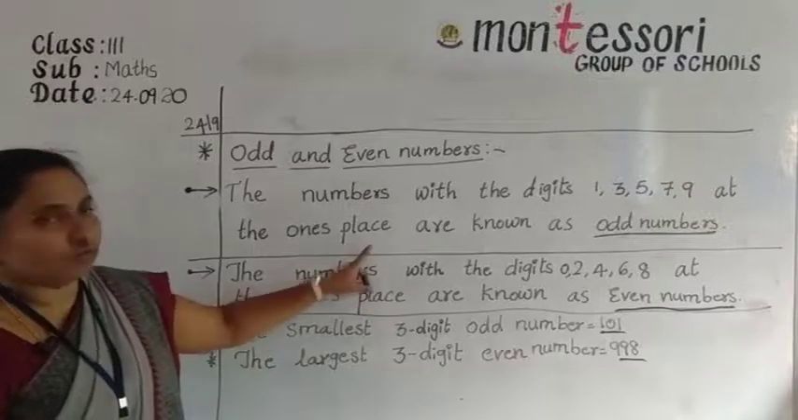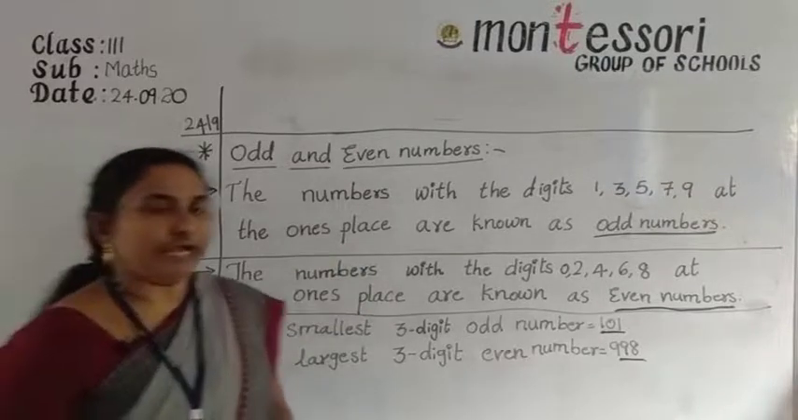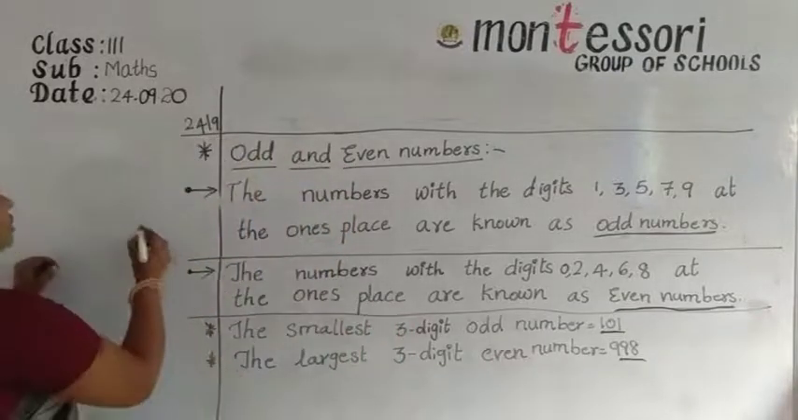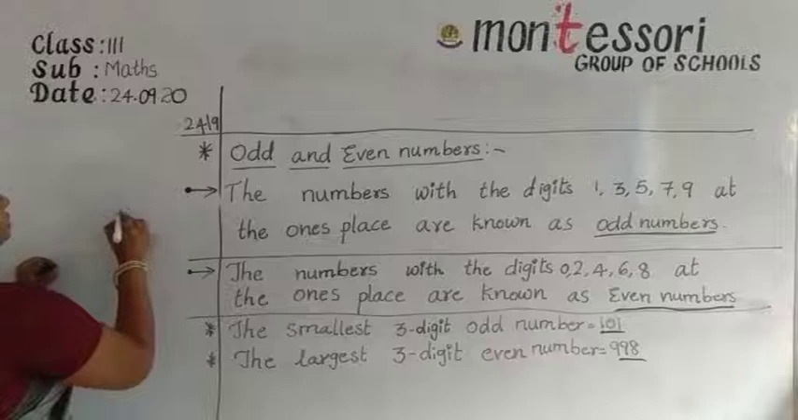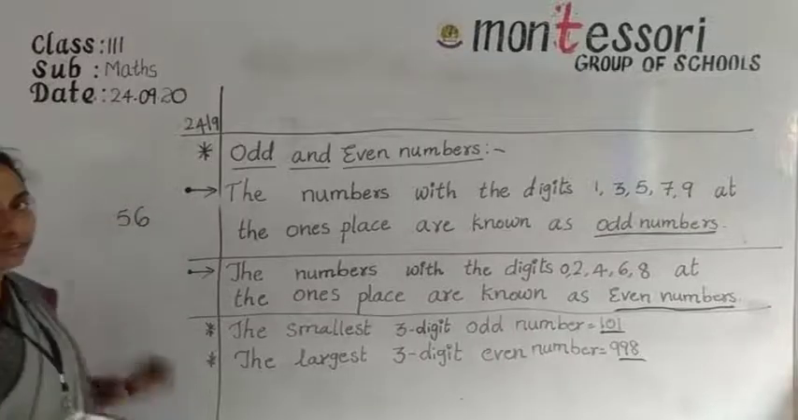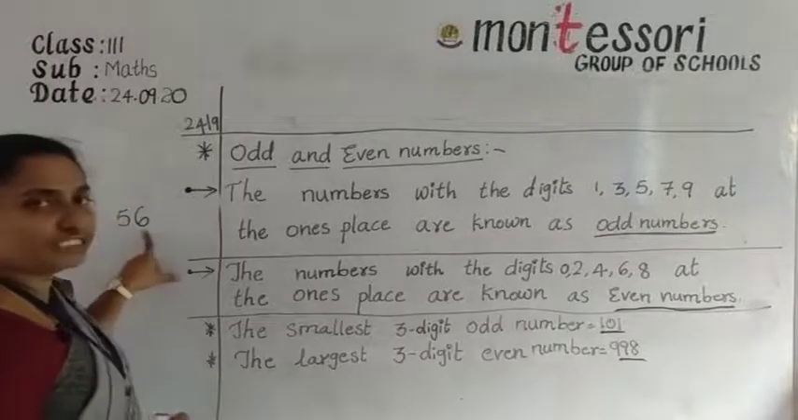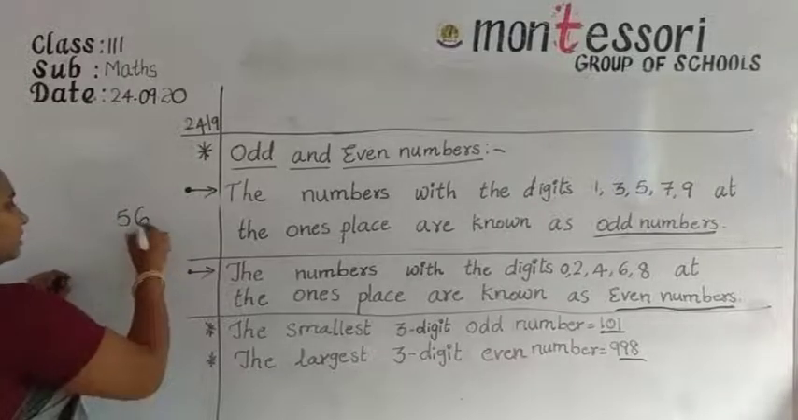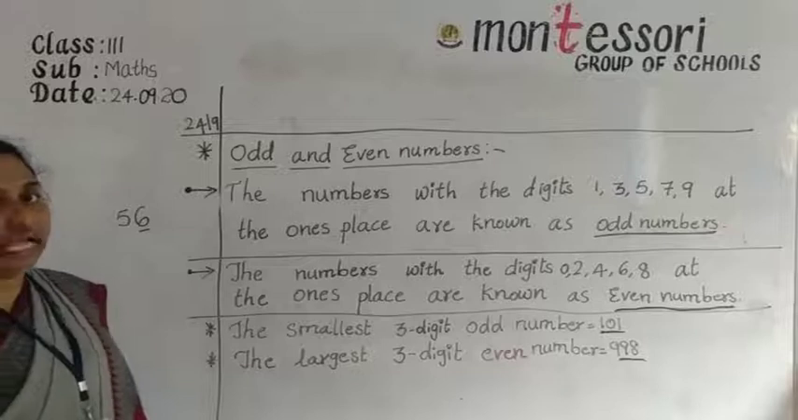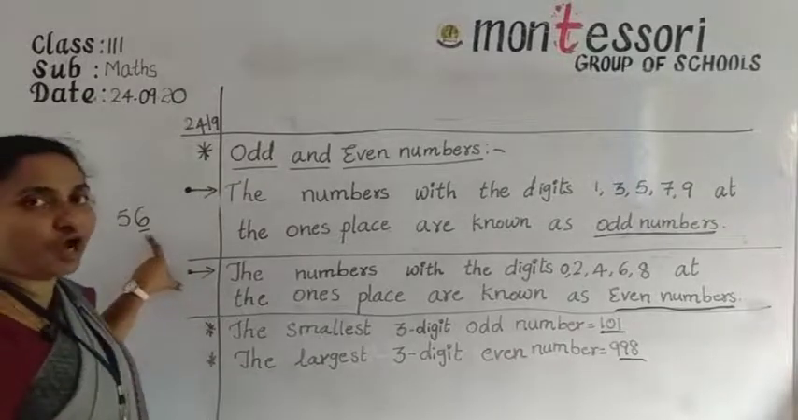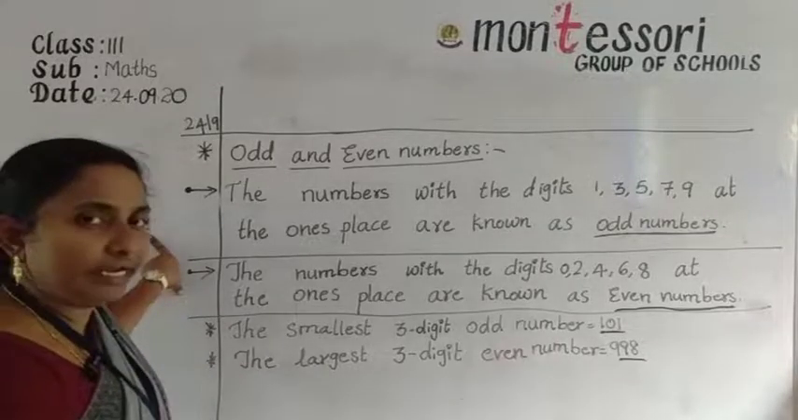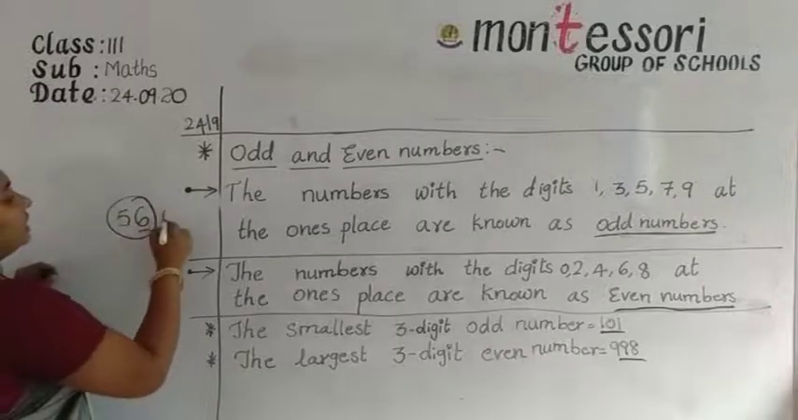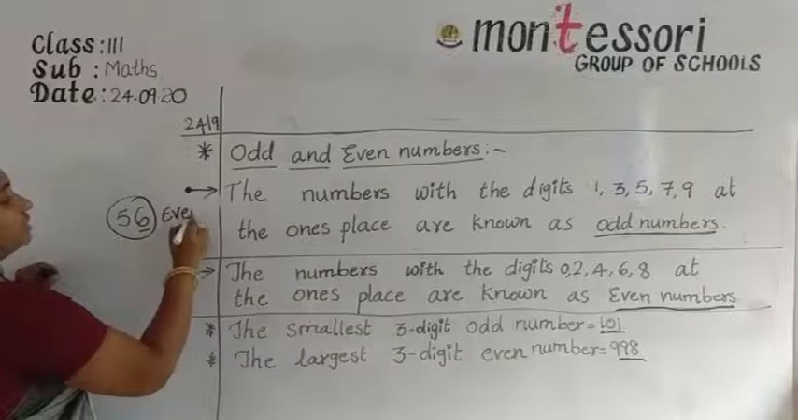Okay, now I would like to explain what odd numbers and even numbers are. For example, 56. In the ones place, what number is here? In the ones place, 6. Is 6 an even number or odd number? Even number. So 56 is an even number. Understood all of you?